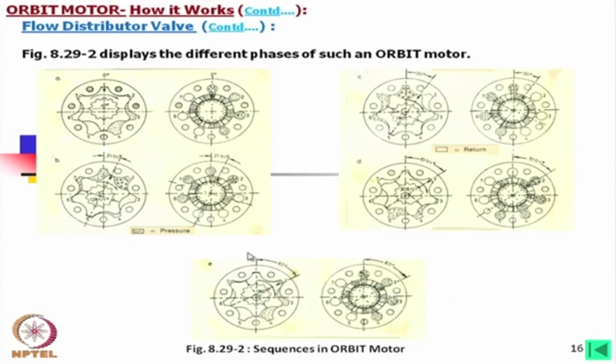Here the angle is also given. This is the top dead center of a chamber, and this is the bottom dead position of the chamber. So, for the same chamber, here it is bottom dead center, here it is top dead center, and here it is again bottom dead center.